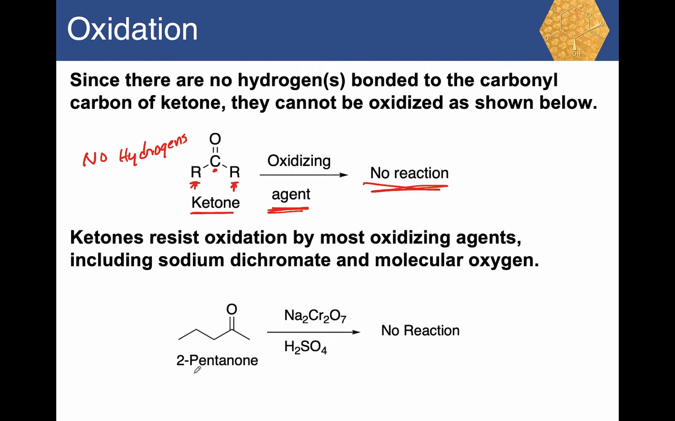So therefore, if you take 2-pentanone, which is a ketone, here is a carbon-containing alkyl group, one carbon, so it's a methyl group. Here's another carbon-containing alkyl group. If you mix this with sodium dichromate, a strong oxidizing agent, you can tell because there are lots of oxygens, or even with molecular oxygen, there is no reaction. Why? Because we have defined oxidation as the removal of hydrogen from this carbon here. So since there is none that's bonded, there is no reaction shown here. So ketones cannot be reacted any further with an oxidizing agent.